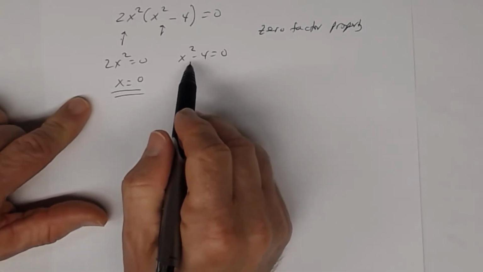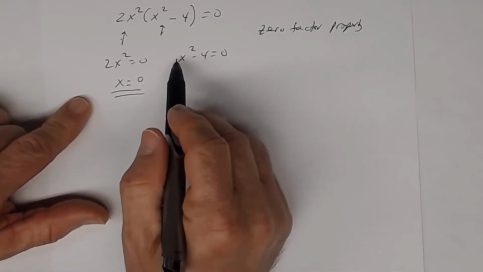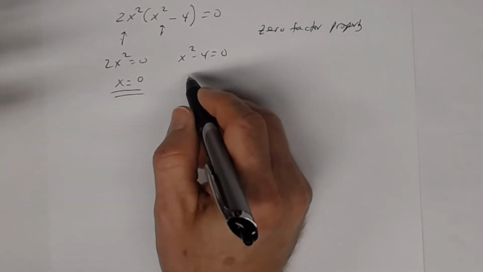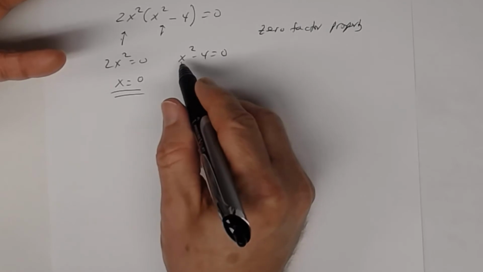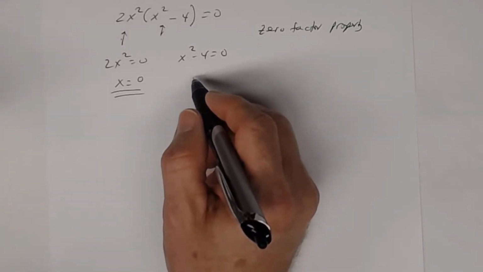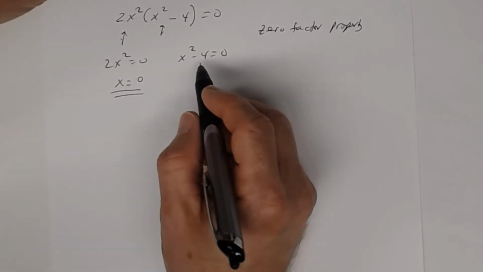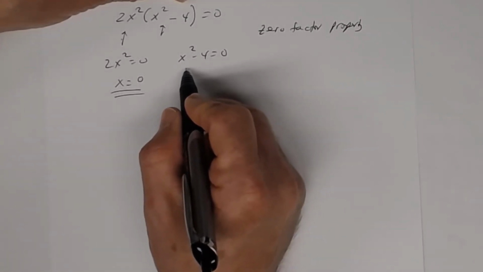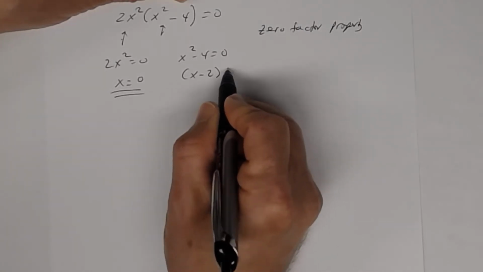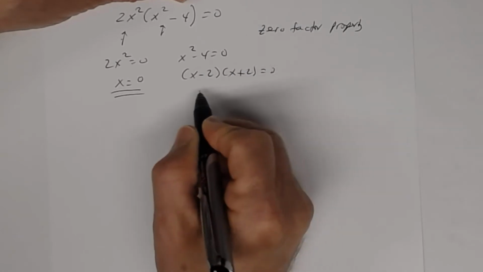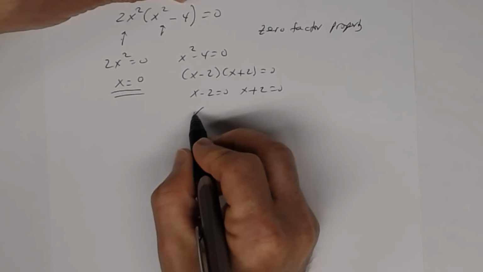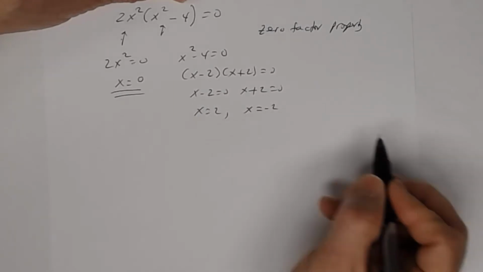Over here, you can, by inspection, tell me what that is. What number times itself minus 4 is 0? All right, so you know 2, right? 2 squared is 4. 4 minus 4 is 0. But sometimes people forget about the other one. So it's a negative 2 as well. So what you may want to do is factor it, because that's the difference of two squares. You could factor it like this, x minus 2 times x plus 2, and then set each factor equal to 0. And so you get x to be 2, x to be negative 2.